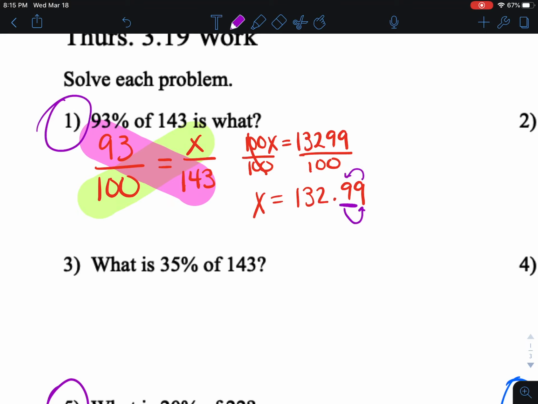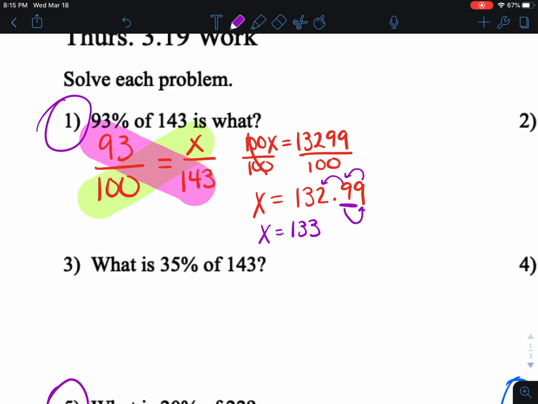Well, if I add 1 to 9, that leaves me 10, which then is just going to bump this number up. So my x equals 133. So 93% of 143 means 133. So you can think of it like this.